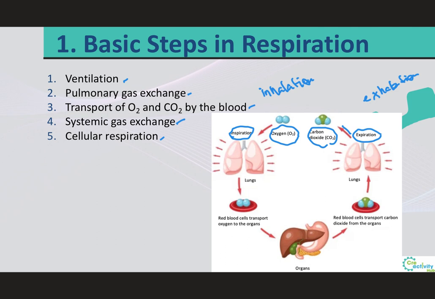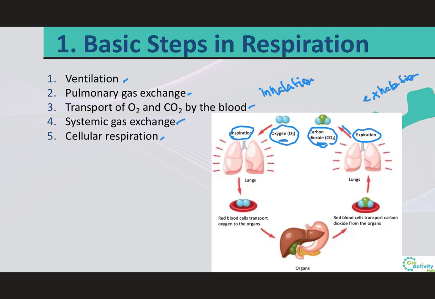Next, we have the pulmonary gas exchange, which, like the name already says, the gases are going to be exchanged between the alveoli, or the air sacs of the lungs, and the blood in the pulmonary capillaries. And in this step, the pulmonary capillary blood will gain oxygen and will lose carbon dioxide. And this is also referred to as external respiration.